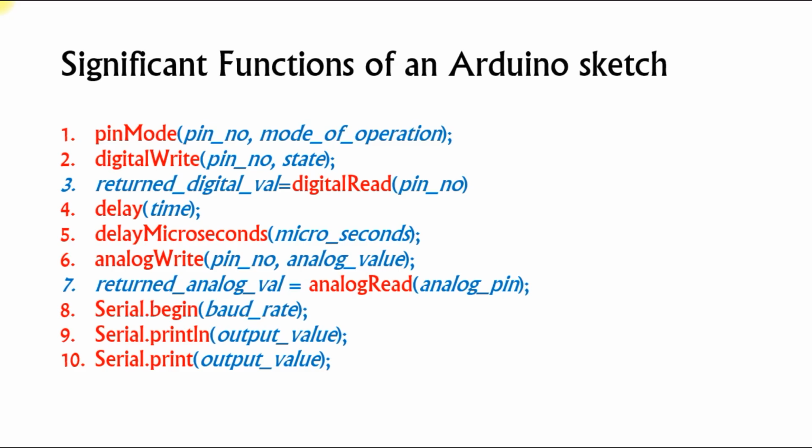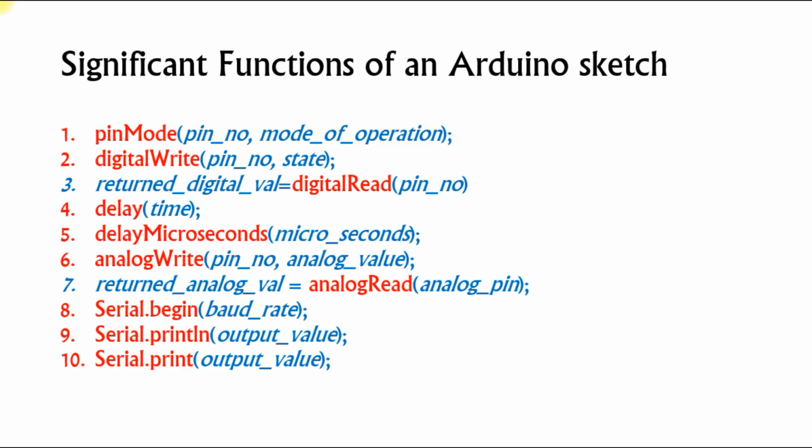First one is pinMode. It takes input arguments like the pin number and the mode of operation. If you want to set a particular device as input or output, you have to use this command, pinMode. As the first argument you tell the pin number, and then the mode of operation, which may be input or output. So this is the pinMode command. The M should be caps.